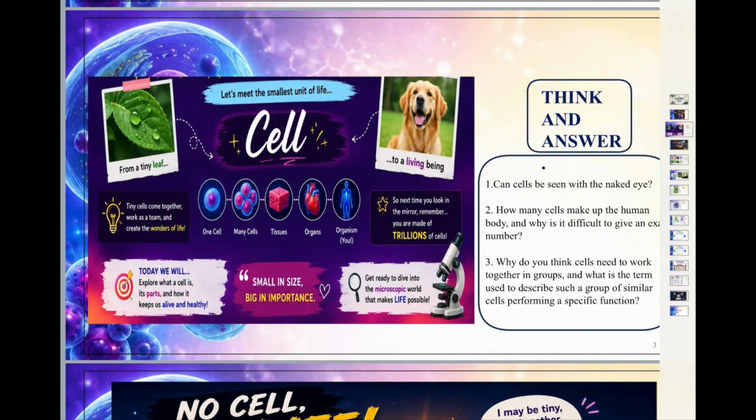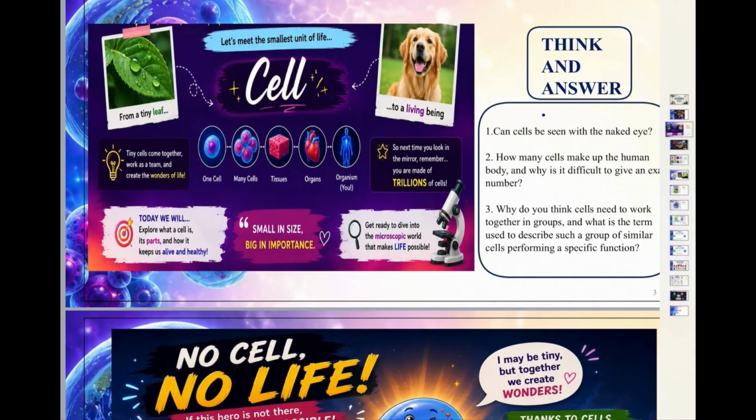Okay, next, why do you think cells need to work together in a group? What is the term used to describe such a group of similar cells performing a specific function? The cells need to perform in a group, right? Otherwise they will not be able to perform all the activities in a multicellular organism, right? Because multicellular organisms are much more complex than unicellular organisms. A unicellular organism has only one cell, and by utilizing that one cell only, it performs all the activities.